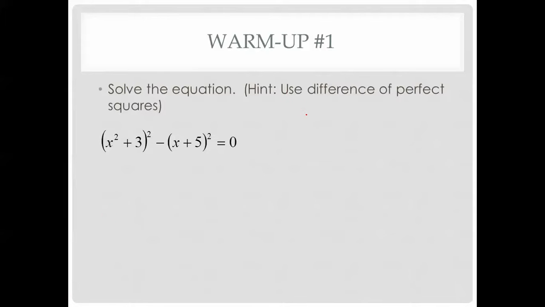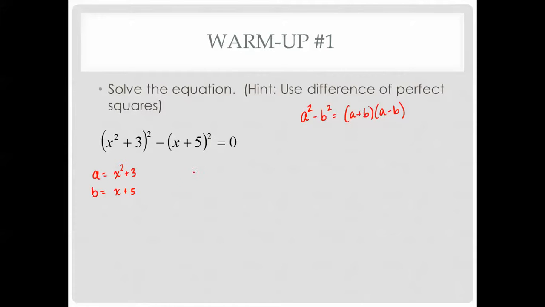Alright, so difference of perfect squares, if we remember from chapter 5, a squared minus b squared factors to a plus b times a minus b. So in this case, a would be x squared plus 3, and b would be x plus 5.